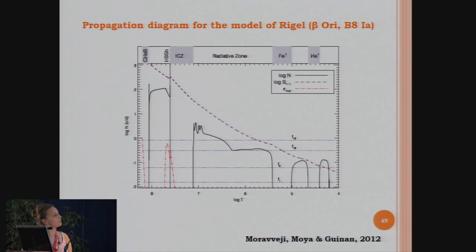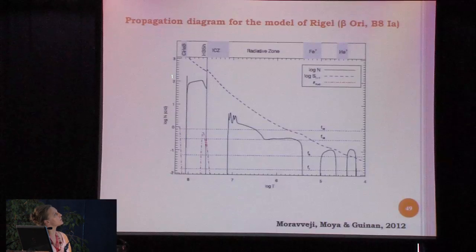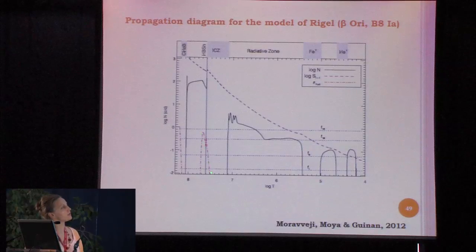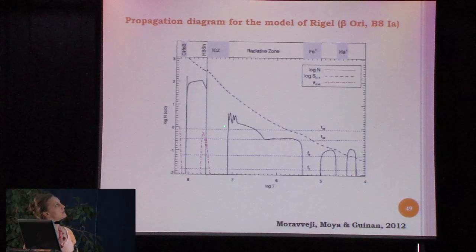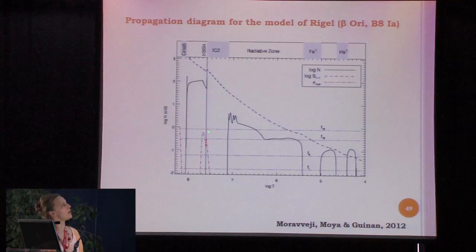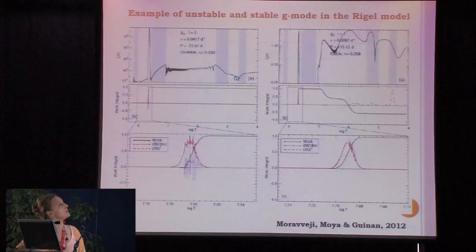This is from a paper of this man. I don't know what the pronunciation is, but what is important is this is the propagation diagram, also showing the energy generation rate in red, and this layer is where hydrogen, the hydrogen burning shell, and here the epsilon mechanism can operate. And this is the work integral for an unstable mode and a stable mode.